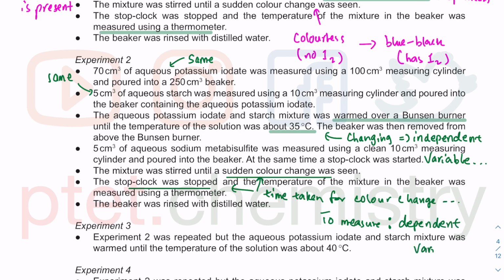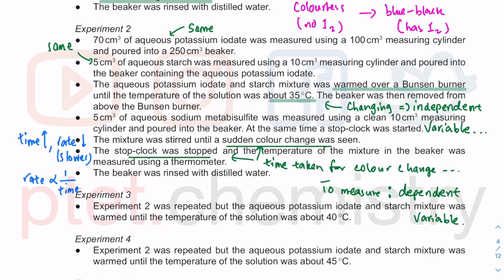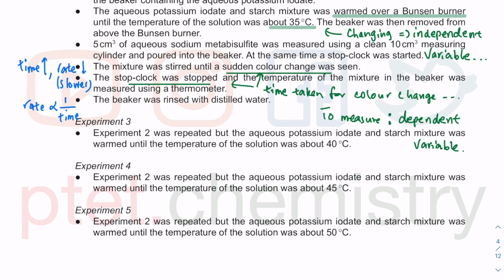Now from the time taken, we can get the rate, because we know that as time increases, the rate is going to go down because the reaction will be slower. That means we have an inversely proportional relationship such that we have 1 over time. Time shorter, rate will be faster. Time longer, rate will be slower. Now you repeat the whole experiment, but now you do it at 40 degrees Celsius, 45 degrees Celsius, 50 degrees Celsius.